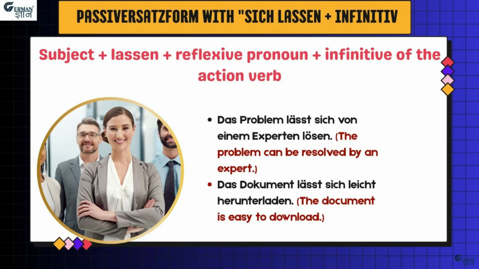Passive Ersatzformen with sich lassen plus infinitive. That means you will use lassen, and because it is used reflexively, you have to use the reflexive pronoun also, and you write the infinitive form of the verb at the end of the sentence. So your structure will be subject, then lassen, then the reflexive pronoun, and then the infinitive of the action verb. For example, Das Problem lässt sich von einem Experten lösen means the problem can be solved by an expert. Another example is Das Dokument lässt sich leicht herunterladen, which means the document is easy to download.